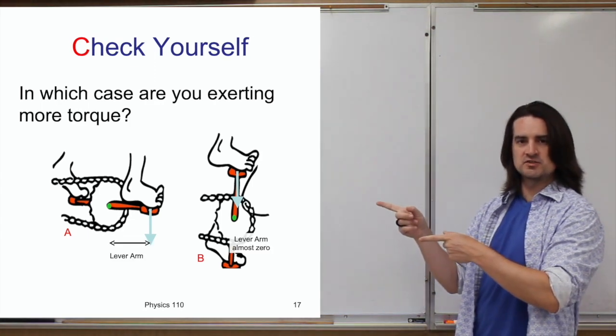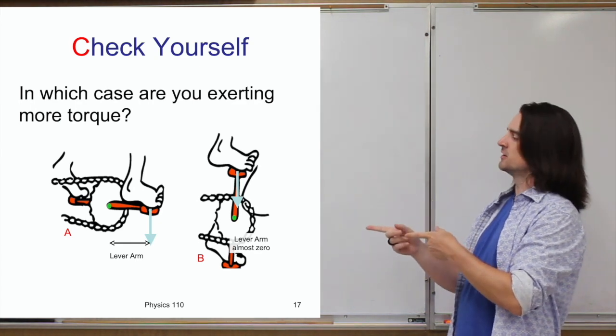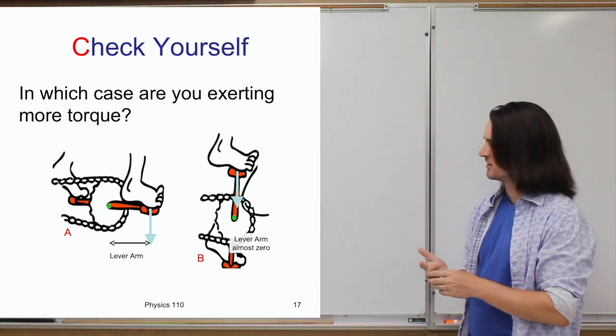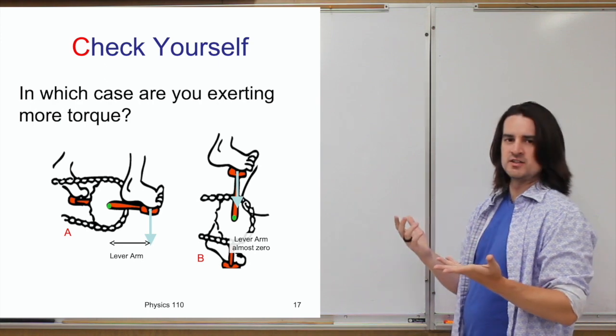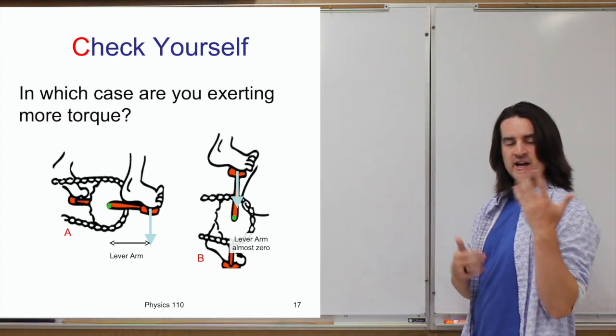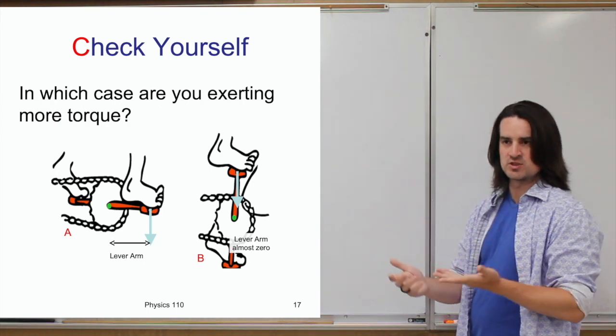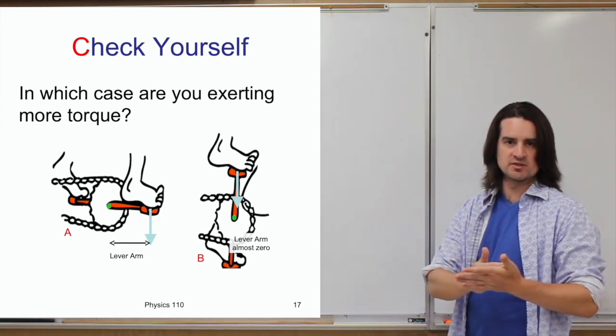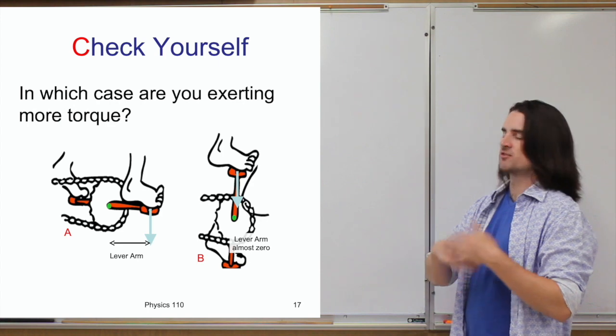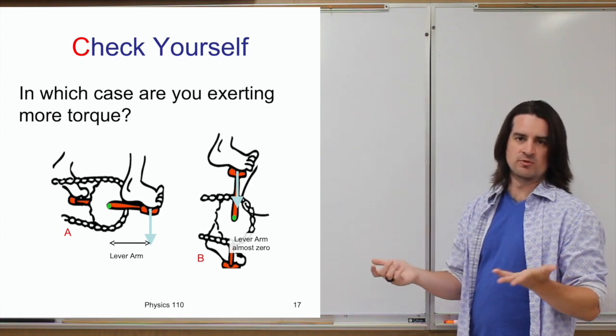Hopefully you said situation A. And there are a lot of ways to look at why that is the case. One is to figure out the lever arm, because the force is the same. Remember, torque is just force times the length of the lever arm. So whichever one has the longer lever arm is going to be the greater torque.